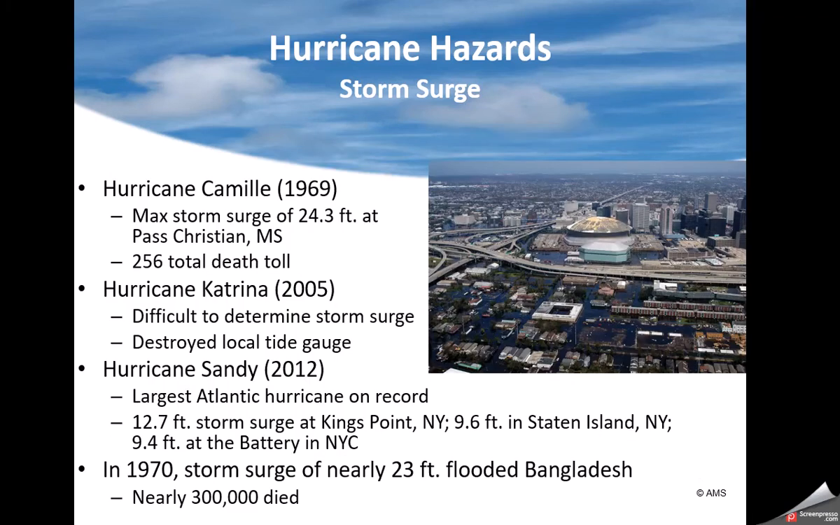And Camille was another one that came in with a 24-foot storm surge. Imagine how high that water became in that area. Katrina devastated New Orleans. Sandy, which you're going to write a paper about for me, had tremendous storm surge that came into Long Island and New York City, causing a lot of problems.